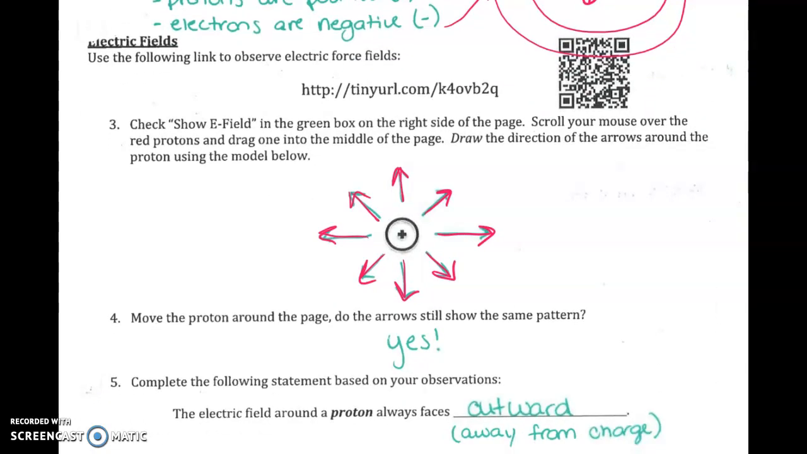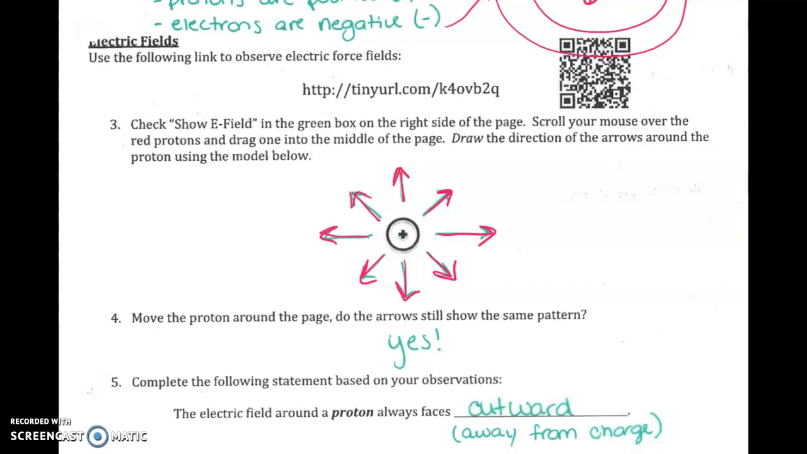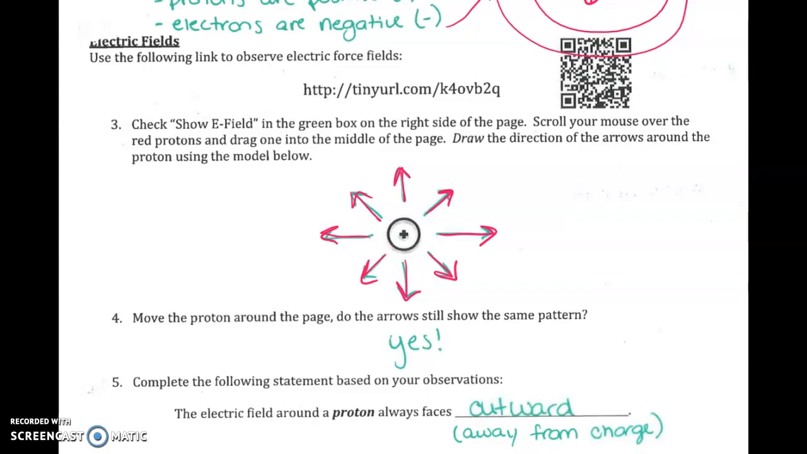If you were on your activity to move your positive charge around the page, it's still going to show the same pattern. Okay, it's always the same pattern. Arrows will always be represented away from the positive charges because that's what the force is showing us. The electric field around a proton always faces outward. Okay, that's just how we model this. It's away from the charge.